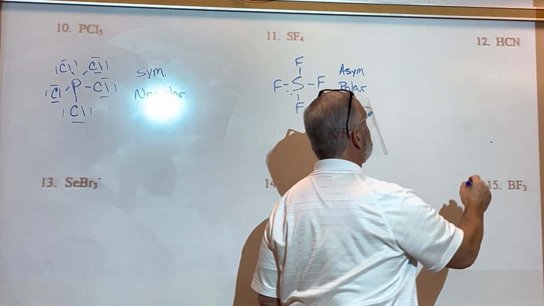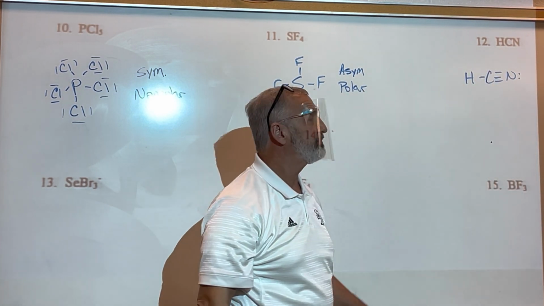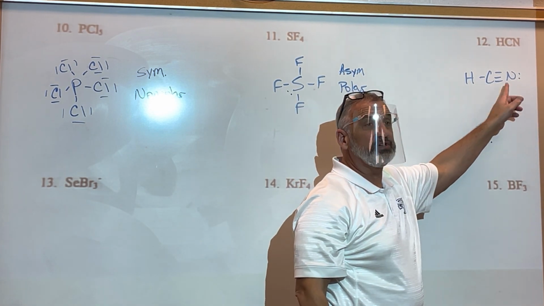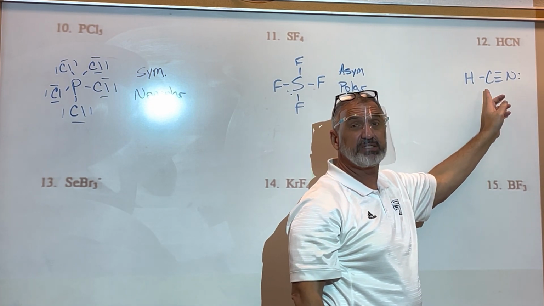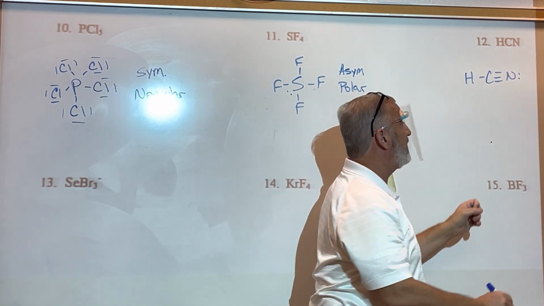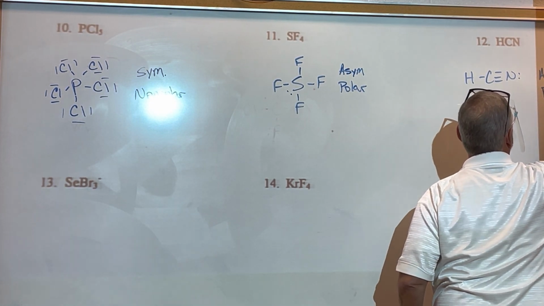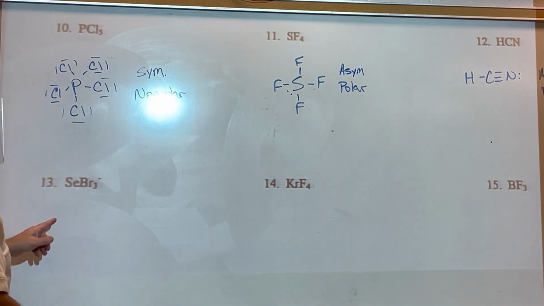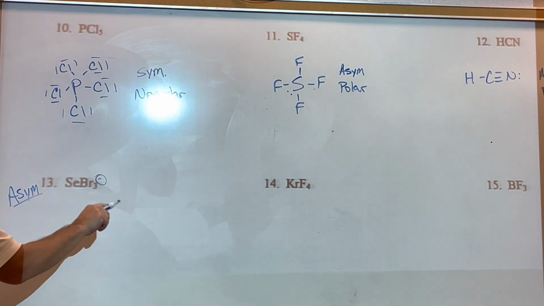All right, so now here's a case. I think I did this one. That looks like this. It's AX2. It's linear. But because it's not the same atom on both sides, is it symmetrical or asymmetrical? Asymmetrical. Therefore, it's going to be polar. SeBr3, it's an ion, so we really don't have to worry about polar or non-polar, but would it be symmetrical or asymmetrical? It's going to be asymmetrical, when you already have it drawn out.